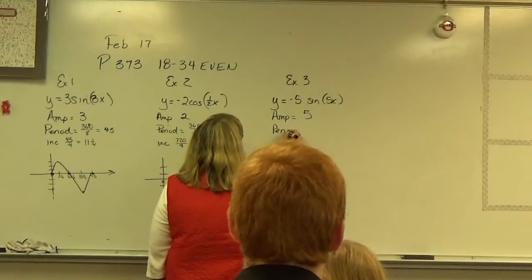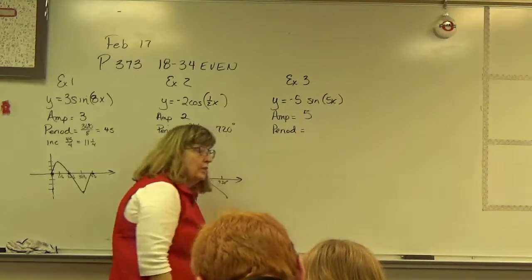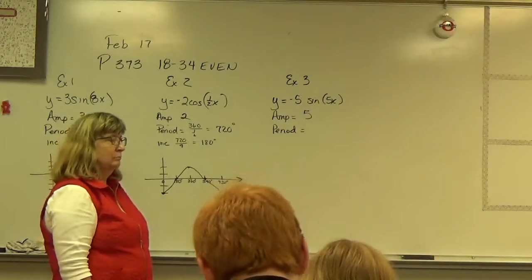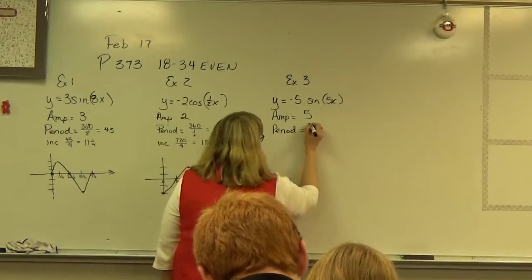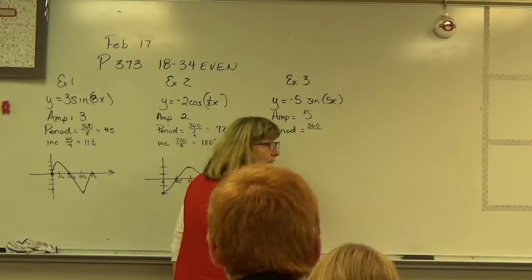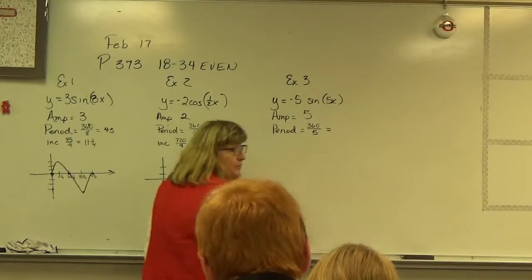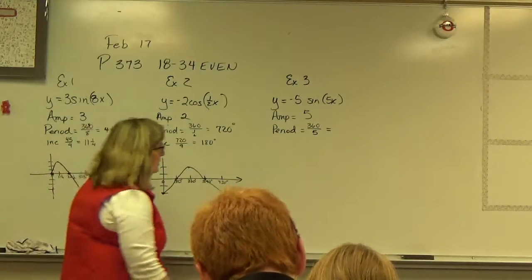Zach, period. How do I find it? 360 divided by K. So what's my K? 5. So what's 360 divided by 5? 72.